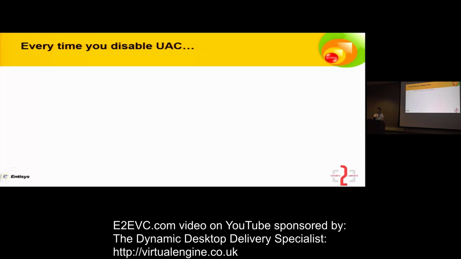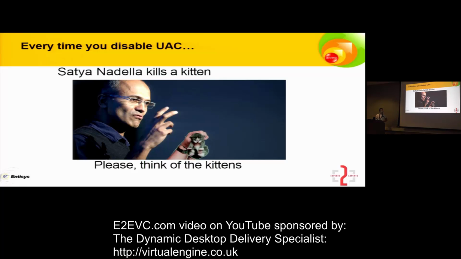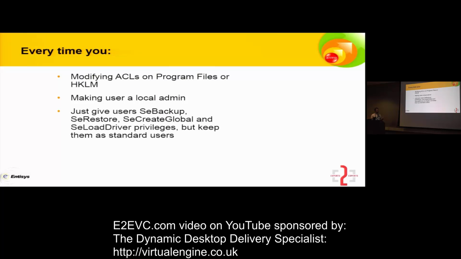Every time when you disable user account control, but you know the problem that he is not the guy who is killing kittens right now. Another guy is doing this. Sorry for this. So every time when you disable user control, every time when you change the way how operating system should work, you decrease the security. So if you're doing this with your client operating system, if you just give some privileges to your users, or you change registry keys in HKLM to allow users to write there, it will be a problem. Someone will kill kitten. Maybe not Steel Bummer, but other guys.